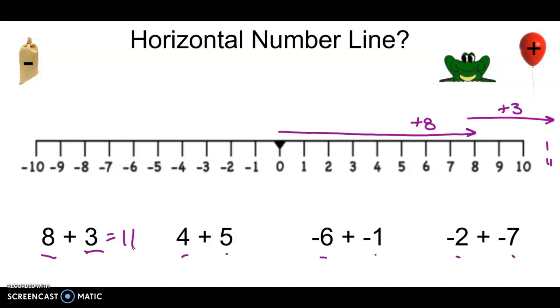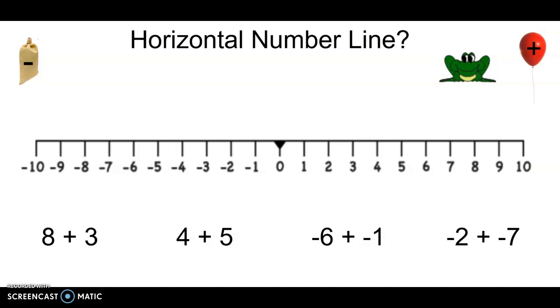How about 4 and 5? Okay, I can go to positive 4. Then I can add 5 more. And I end up here at 9. Okay, I'm going to clear that so we can look at the next couple.